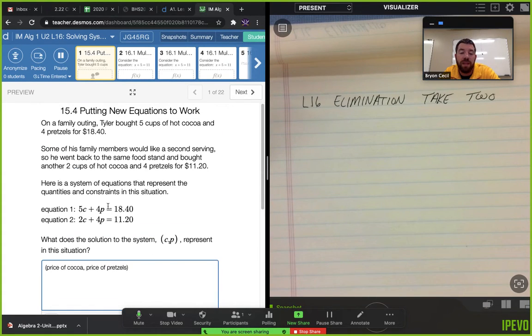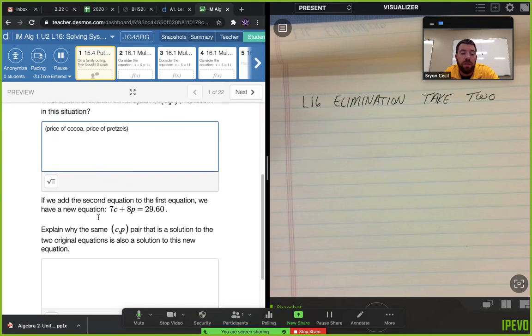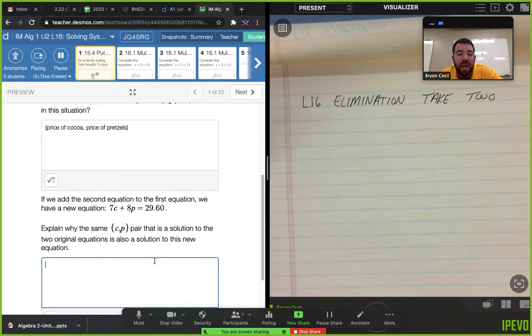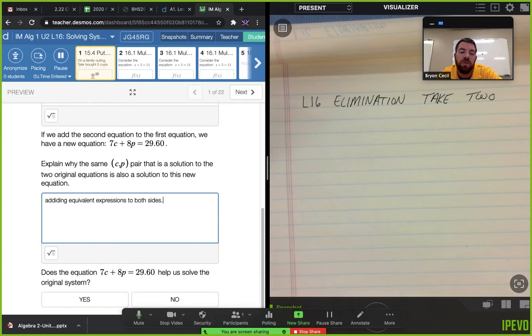Now, if one of them would have eliminated, we could have found cocoa and then plugged it back in. But we see here he added both of them to get an 8p instead of subtracting. So now I have this new equation. Explain how the solution to the two original equations is also a solution to the new equation. It's because we still added together, and remember the big term is equivalent expressions to both sides. That's why we've been doing this over the course of these last 2 weeks, what's equivalent expressions and so forth, and that is why.